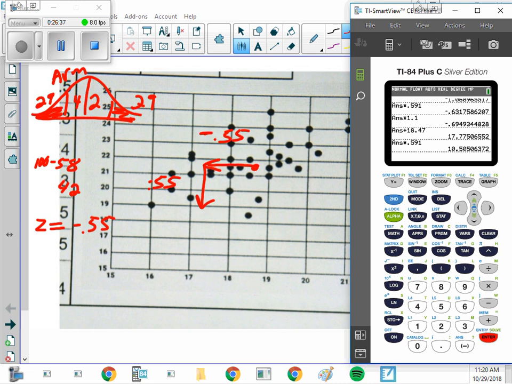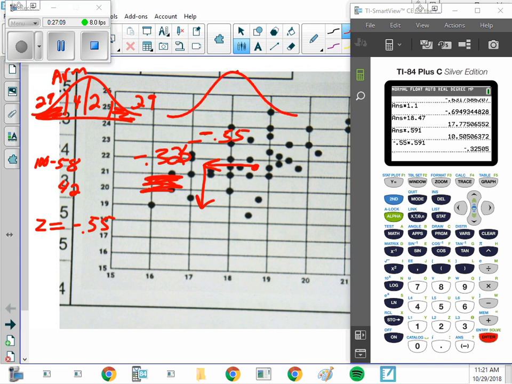Oh wait, I didn't have it in there. Negative 0.55 times 0.591. So that says instead of going down 0.55, I'm going to go down 0.325. Now what do I need? That's in SDYs. I need to do a shade norm to figure out the percentile for that SDY.